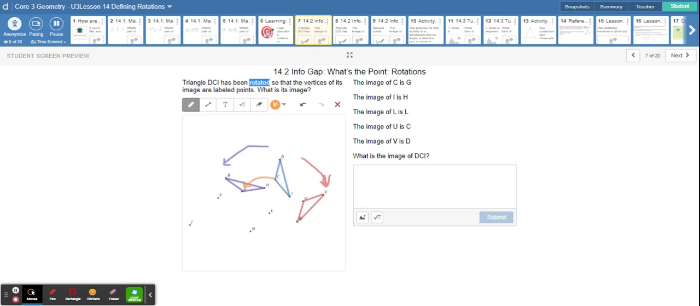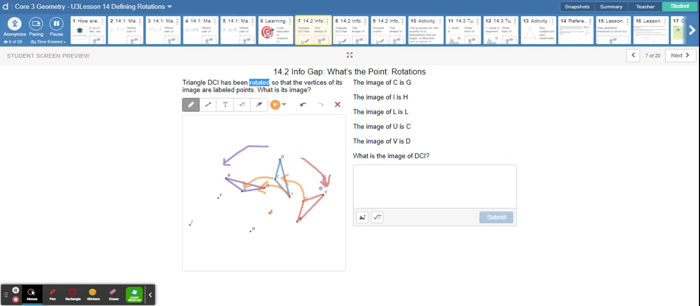So this first piece of information is kind of helpful. The second piece of information says I goes to H. That's another piece that's solidifying that the purple one might be the correct one. And then L goes to L, meaning L doesn't move. So I have to think about what part of the rotation that might be if it doesn't move. U goes to C. Oh man, where is C? Oh yeah, U would go this way.